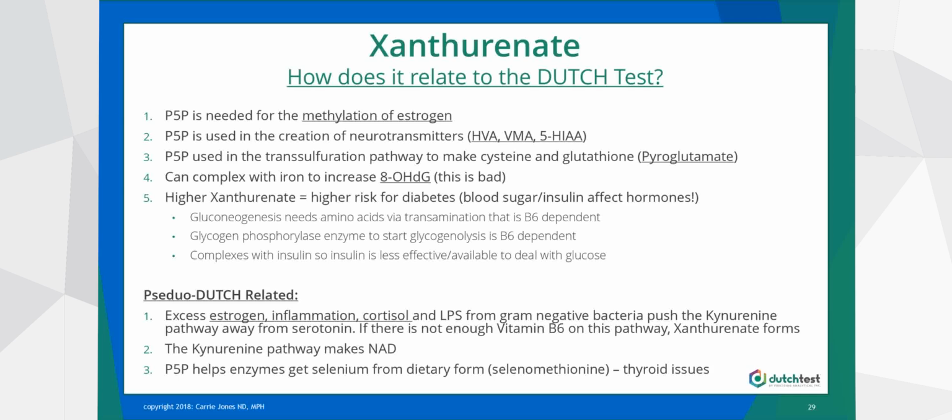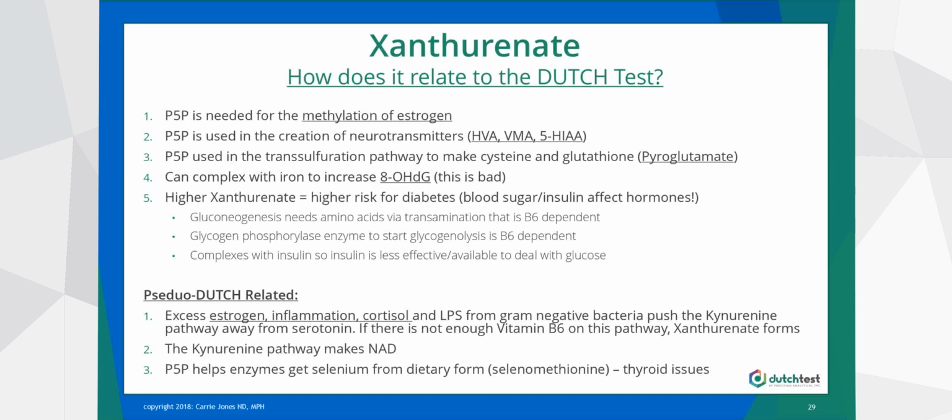So B6 can be really helpful at lowering xanthurenate and thus improving your insulin sensitivity and its effectiveness on glucose. Pseudo-B6 deficiency can be related to things like excess estrogen, inflammation, and cortisol, which we test. We test estrogen, we test cortisol, and inflammation markers obviously show up in your hormones. And LPS stands for lipopolysaccharide from gram-negative bacteria in the gut, which do push the kynurenine pathway away from serotonin.